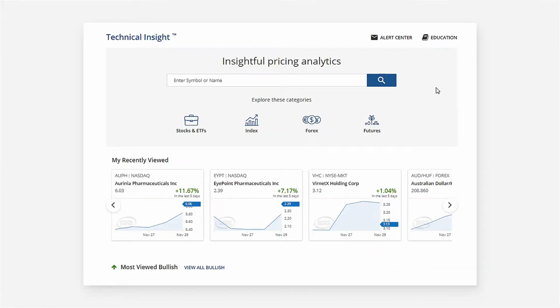Technical Insight gives you the screening power to sift through pretty much every publicly traded financial instrument. You can instantly find out which price charts or markets are looking promising for your next investment. Start your screening by selecting one of the categories. For this demonstration, I'll select stocks and ETFs.